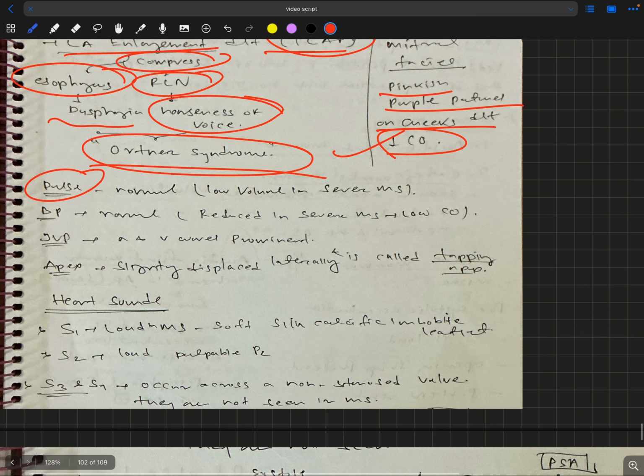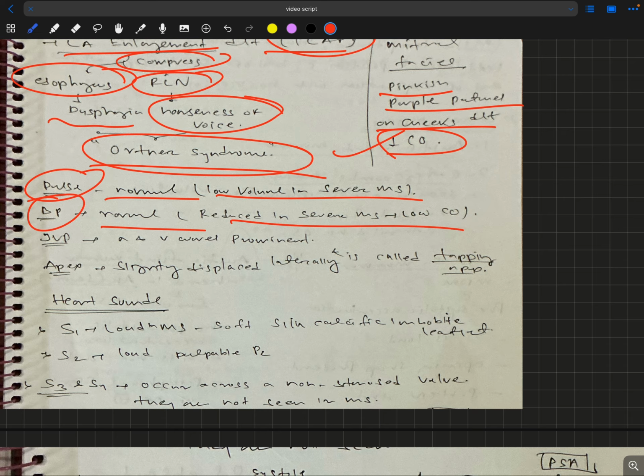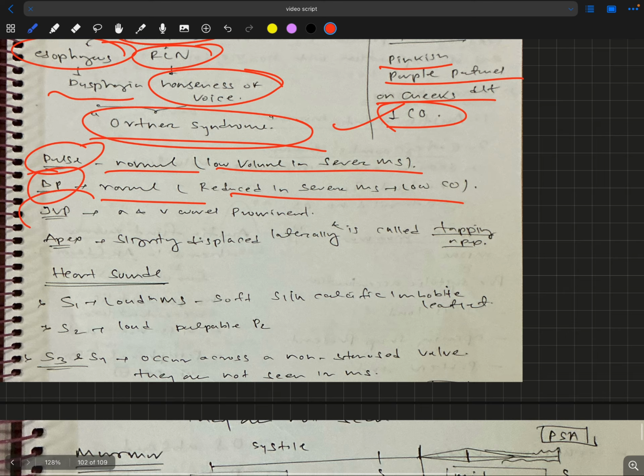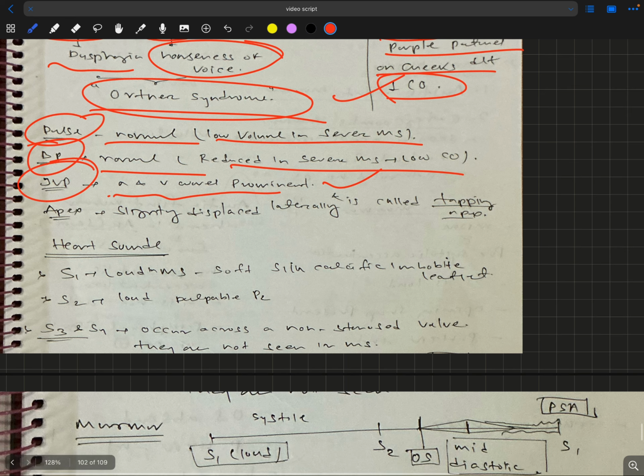So what are the findings in MS? Pulse is normal, but a low volume pulse can be seen in severe MS where cardiac output is decreasing. BP is normal, but reduced systolic blood pressure can be seen in severe MS due to low cardiac output. JVP can be normal in the initial stages, but when there is involvement of the right side of the heart, the A and V waves can be prominent. We have discussed the reason earlier. The apex is slightly displaced laterally. It is called a tapping apex.